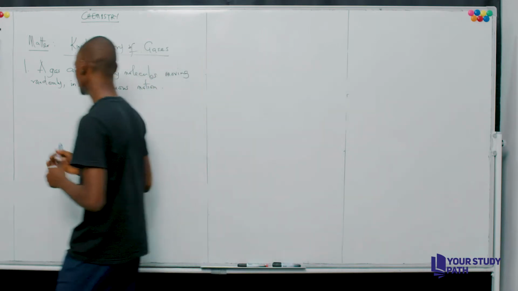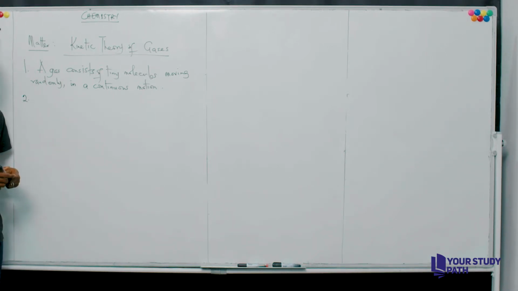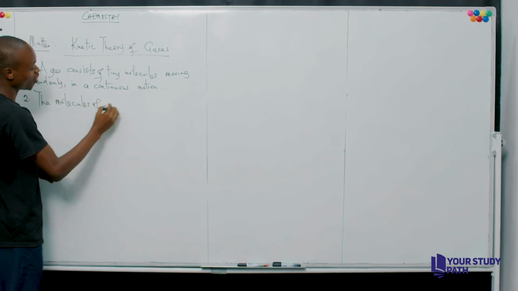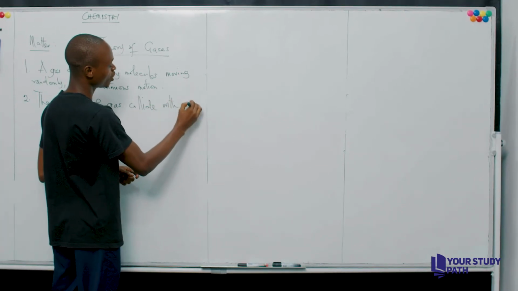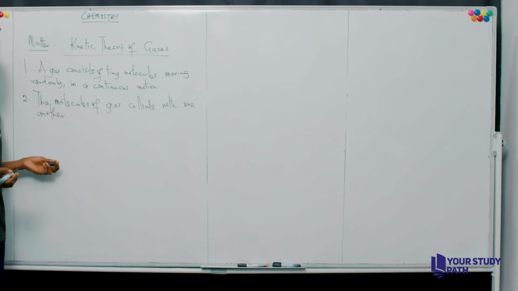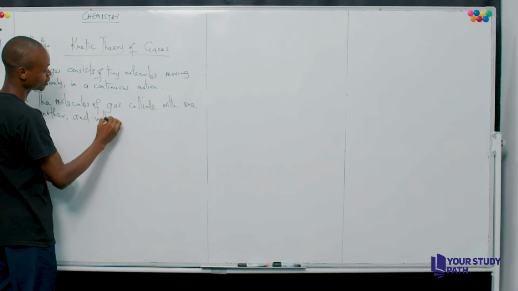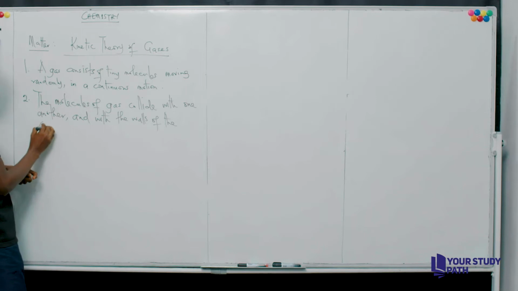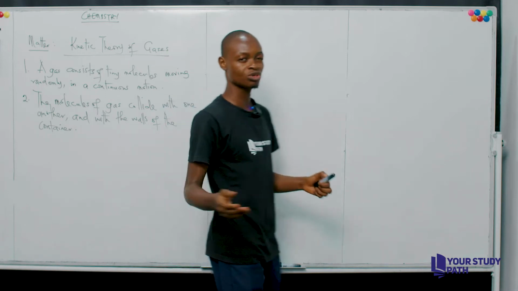Let us talk about another one. A second assumption we can have under the kinetic theory of gases is the fact that the molecules of gas collide with one another. And I feel like this is something that we should be able to follow. They don't just collide with one another alone. They also collide with the walls of the container. So the molecules of gas collide with one another and with the walls of the container.